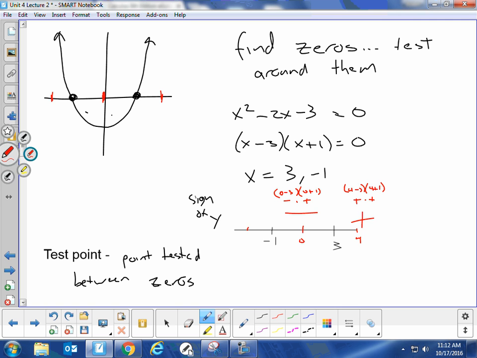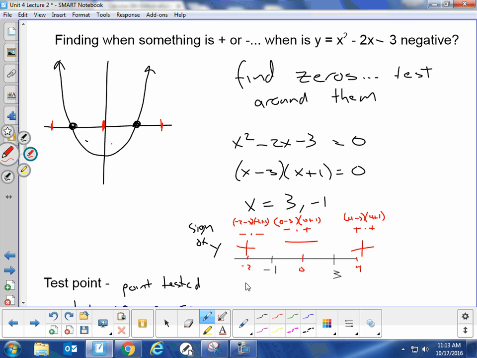I test something like -2. This is a test point. And I'd have -2 minus 3, -2 plus 1. This would be a negative times a negative. That would give me a positive. So just by finding zeros and then testing some values, I know that actually when is y negative? When is this negative? Between -1 and 3. Okay? Now this is just to find when a function's negative.